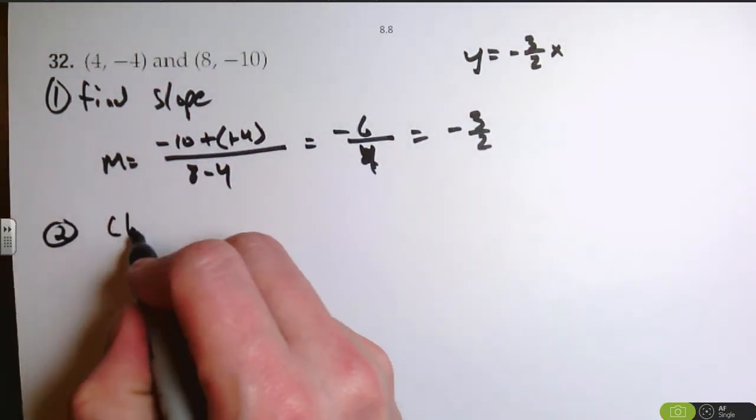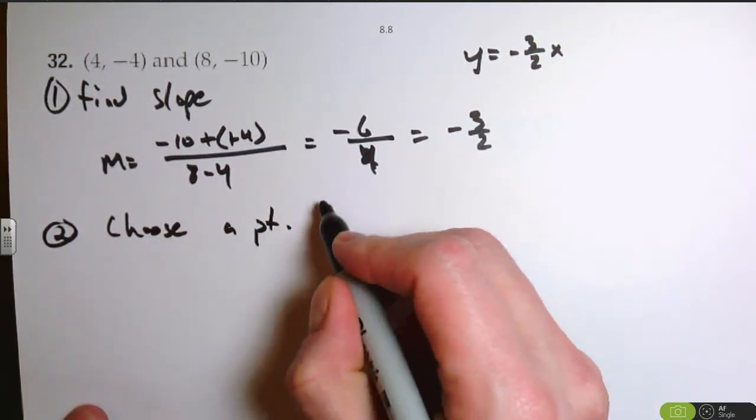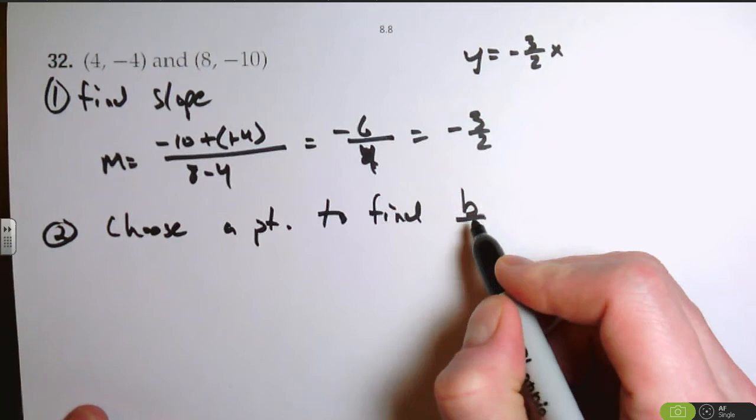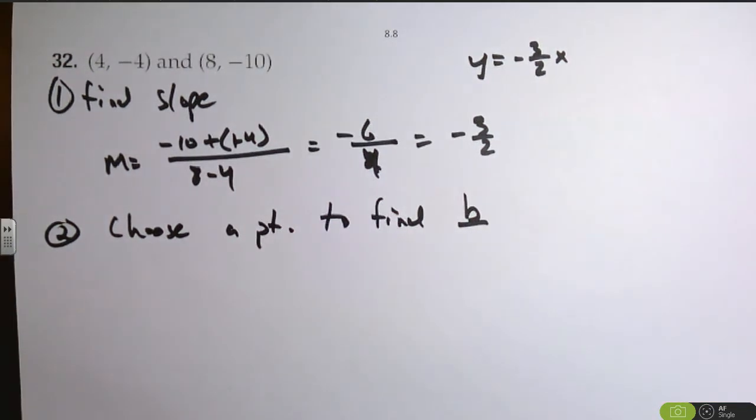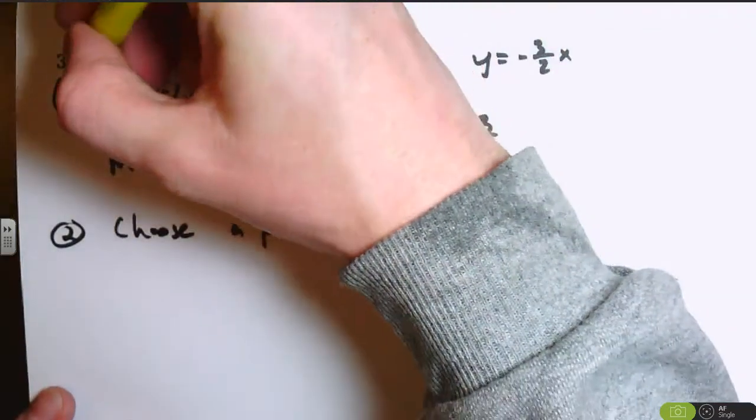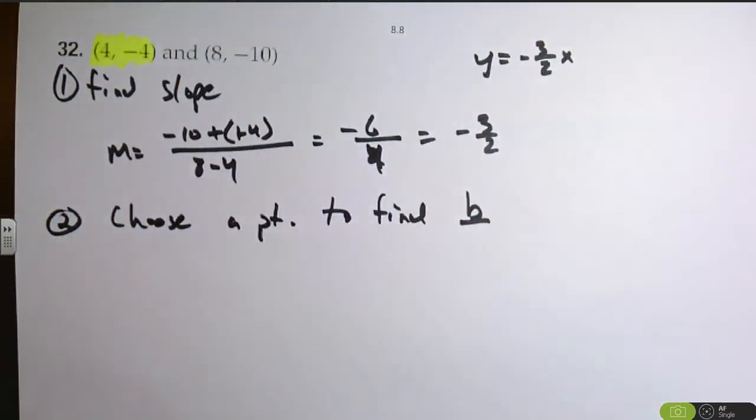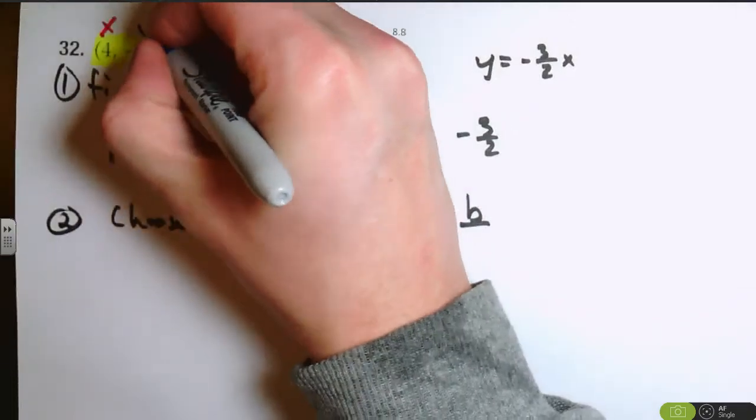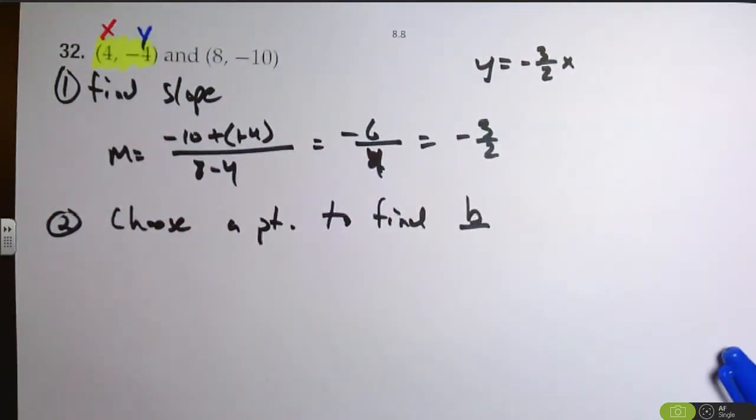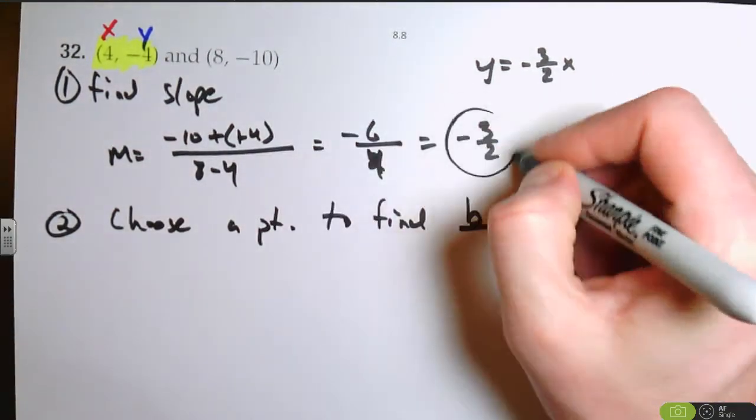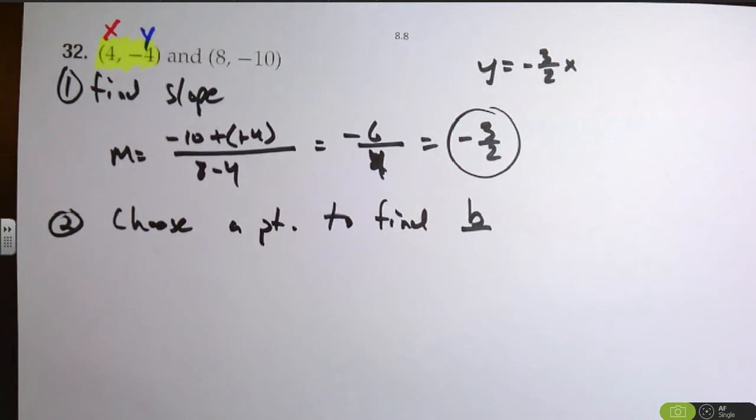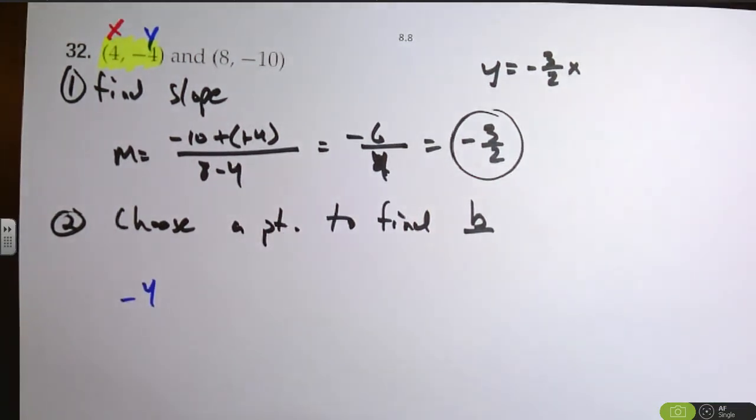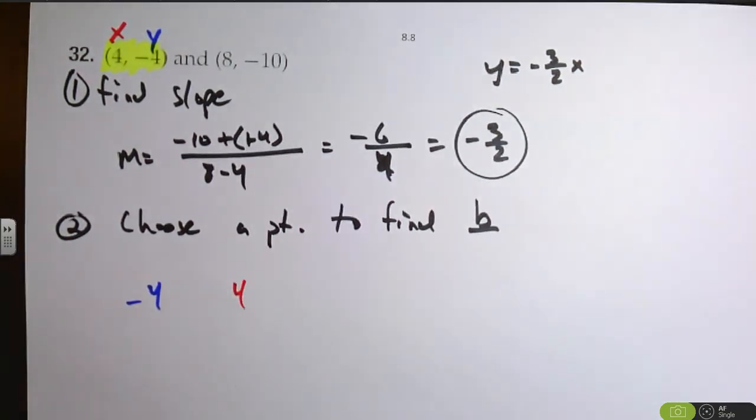So next, choose a point to find b. Well, again, it doesn't matter which point you choose, so might as well use the first one you see. So 4, negative 4. And remember, this is an x. This is a y. And we have a slope. Okay, so we'll plug it into slope-intercept form. So y equals m times x plus b.